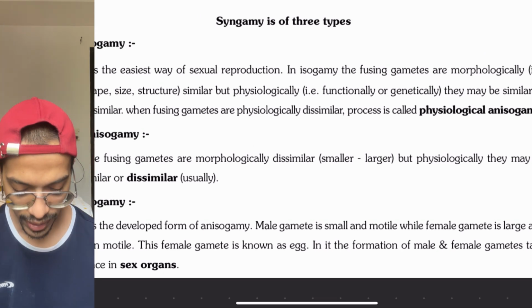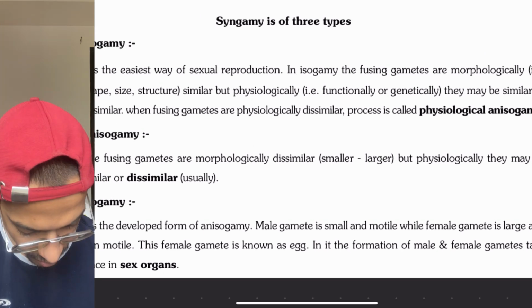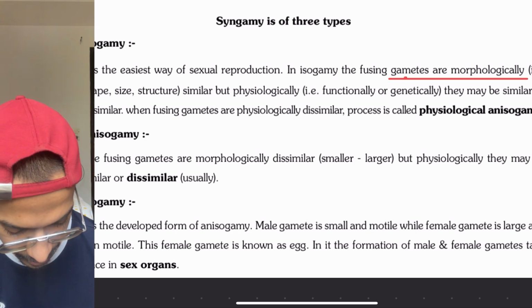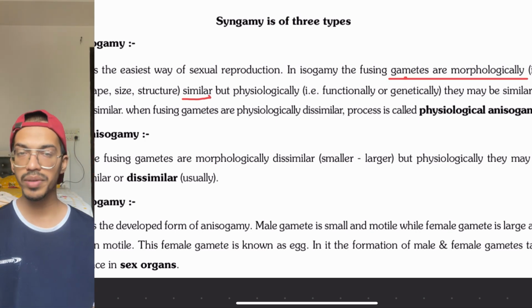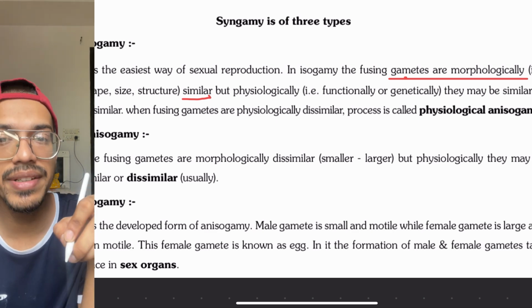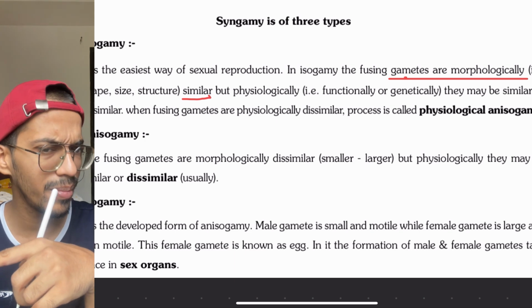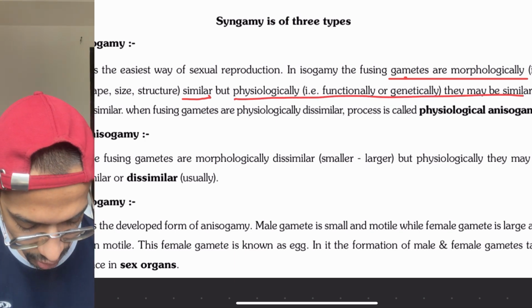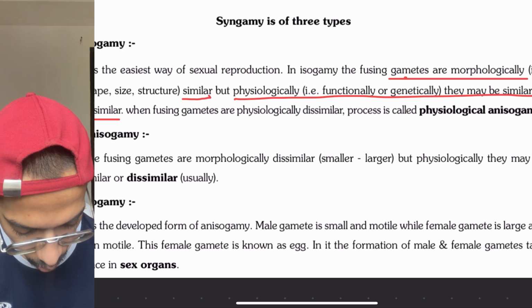So if you see over here, isogametes means here the gametes are morphologically similar. Okay, on morphology basis only we are dividing it, but in terms of physical activity, one would be a male gamete, one would be a female gamete. So physically it can be or cannot be similar. So this becomes an important point.